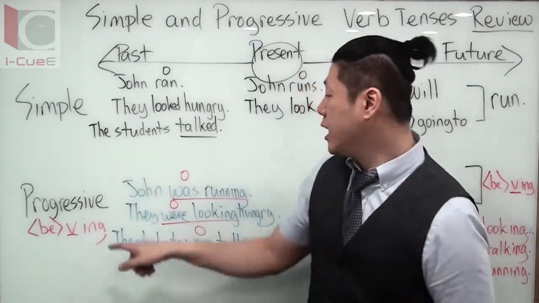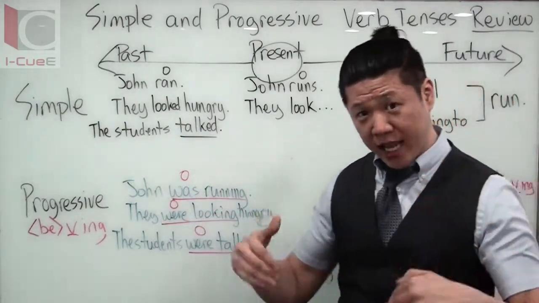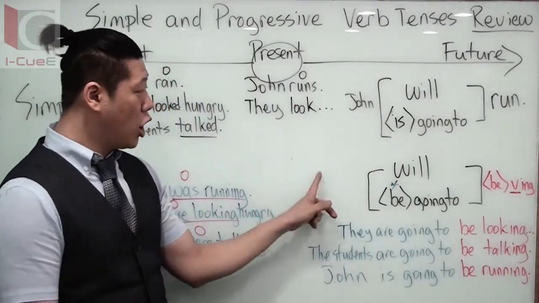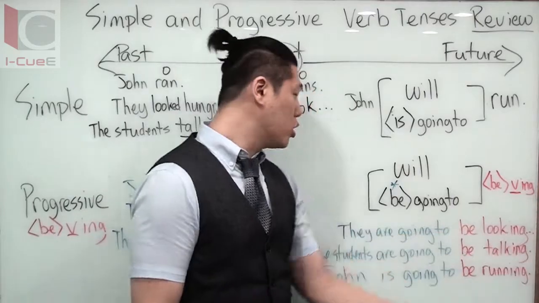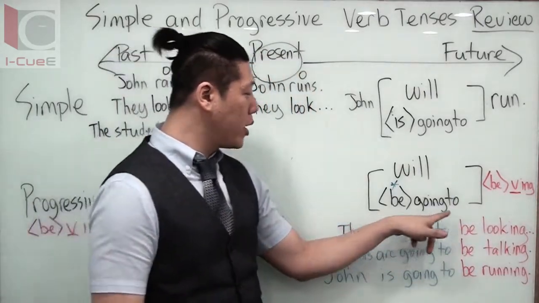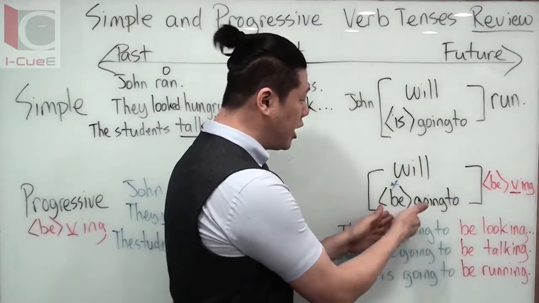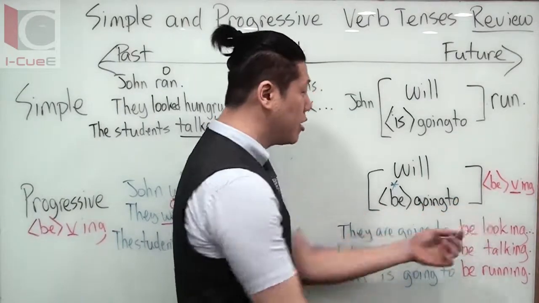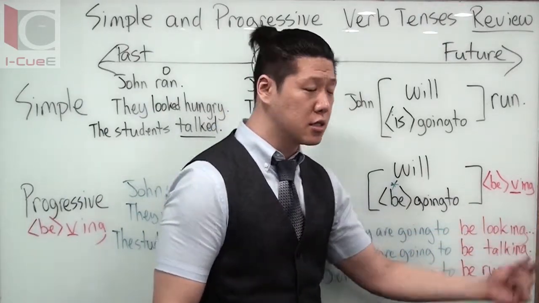What about your present progressive tense? What is he doing now? John, not was, John is running now. How do we make that into your future progressive tense? John will be running, or John is going to be running. Okay? Again, this does not change when you make the progressive pattern. There's always a be verb plus ing in the future progressive tense.